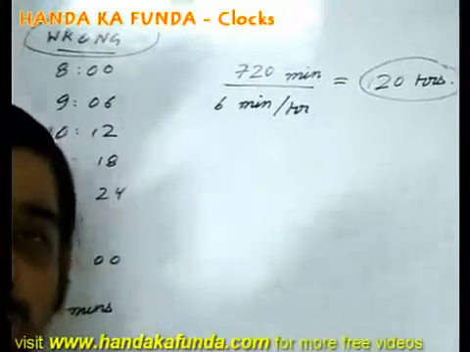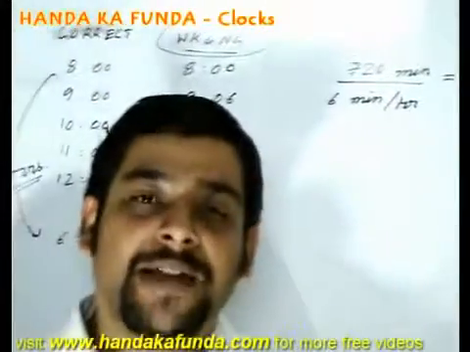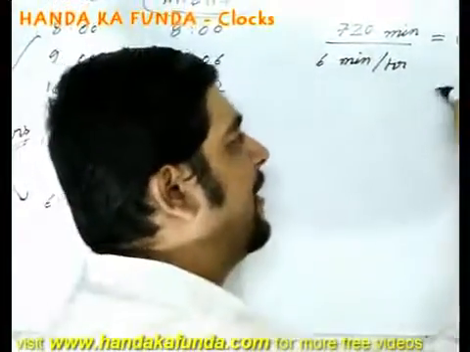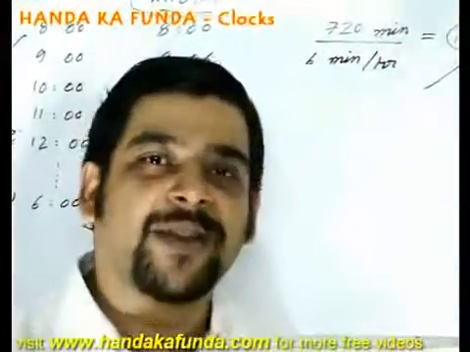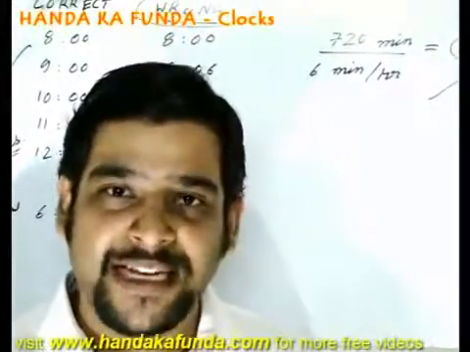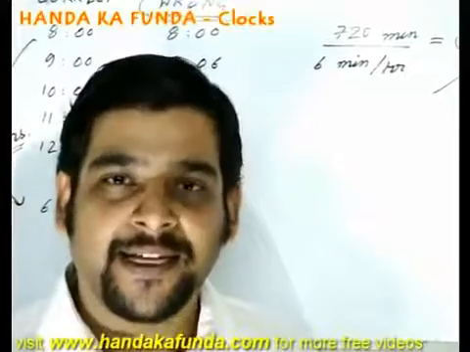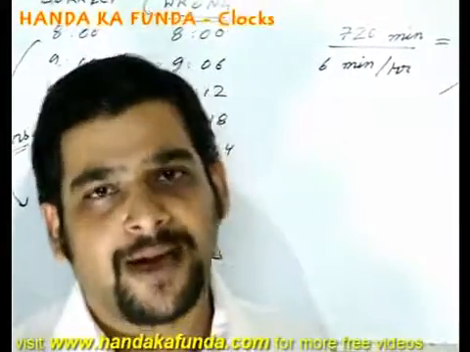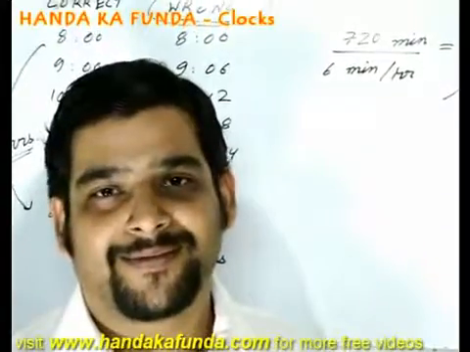How about a clock that was losing 6 minutes every hour? When will it show the correct time again? It will also show the correct time again after 120 hours. The fact that it was gaining or the fact it was losing doesn't matter, because either you need to gain 12 hours or 720 minutes, or you need to lose 12 hours or 720 minutes.